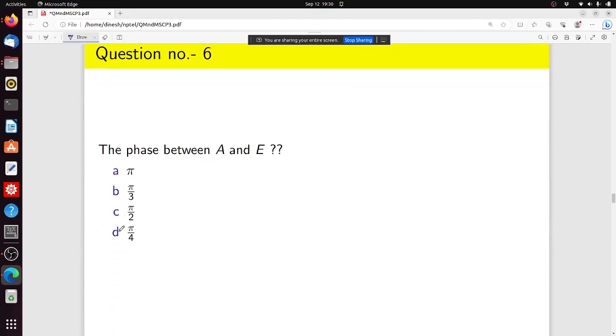Okay, now this one, phase between this vector potential and electric field. 5/2, sir. Yeah, right, good.